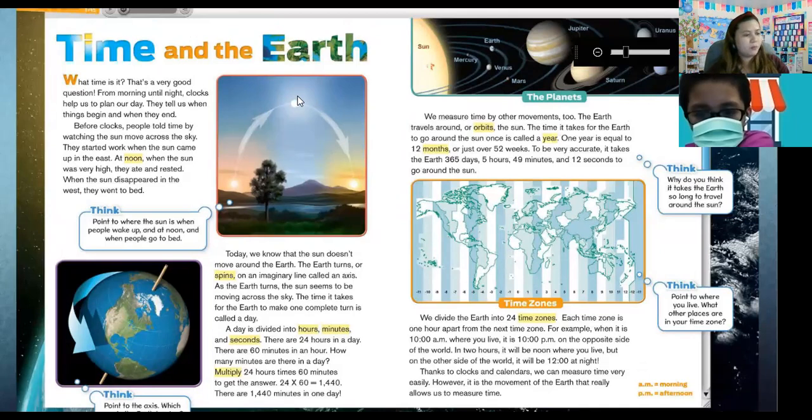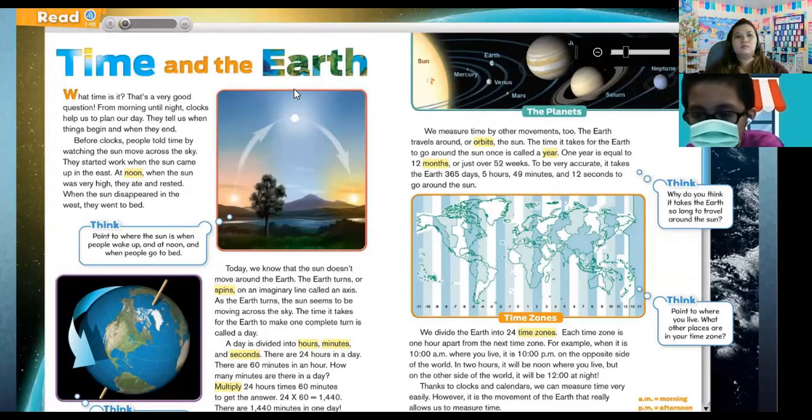Page 70. Read. Time and the Earth. What time is it? That's a very good question. From morning until night, clocks help us to plan our day. They tell us when things begin and when they end. Before clocks, people told time by watching the sun move across the sky. They started work when the sun came up in the east. At noon, when the sun was very high, they ate and rested. When the sun disappeared in the west, they went to bed.